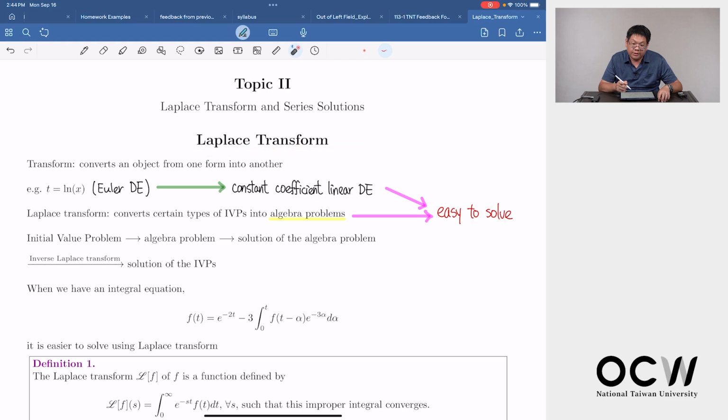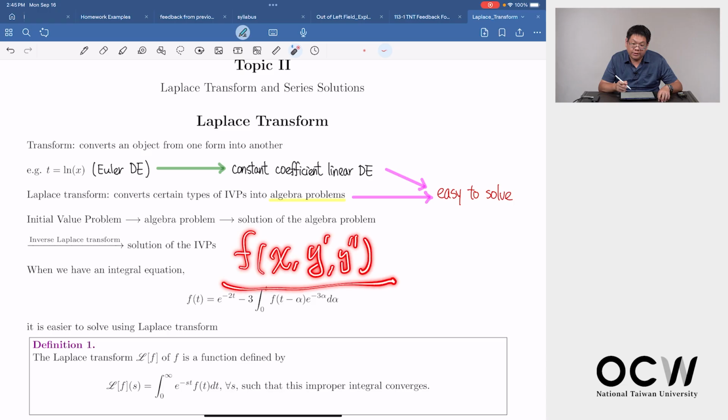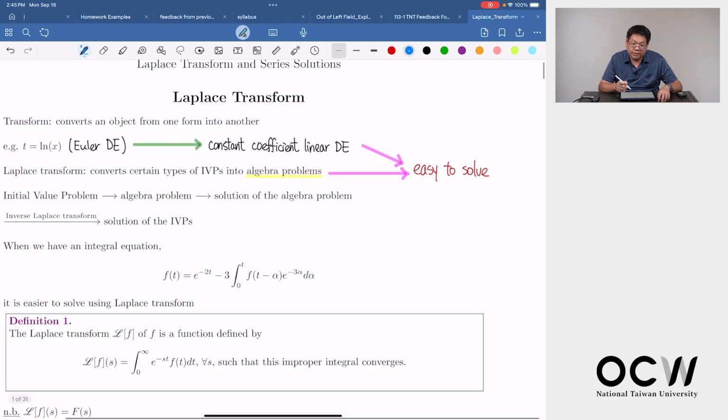Okay. For example, when we have an integral equation like this with a forcing term, while we have the differential equation equals this forcing term, it's hard to guess the solution, or even find the form of the particular solution. In that case, using the Laplace transform is easier. This is the integral equation.